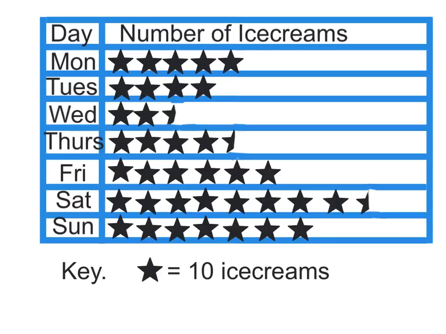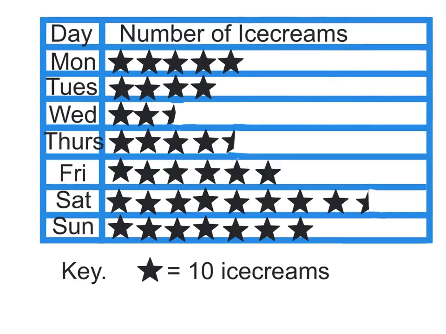The important parts of a pictogram would be the actual table itself and then also the key. The key is important because it tells us what each picture actually represents. So in this case, a star represents 10 ice creams, whereas in another picture, maybe a star might represent 1 ice cream. So the picture itself, I've chosen a star, but it can be anything that you like. And as I said, you have to include the key so that we know what the picture represents.